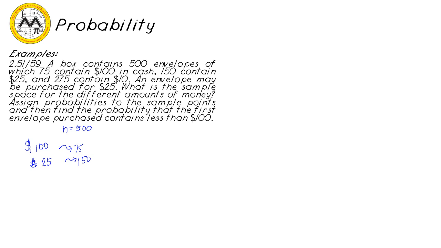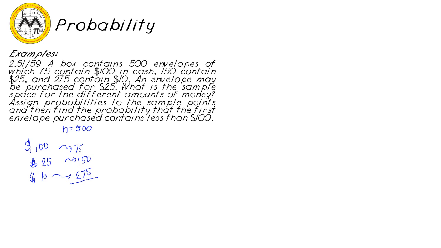And 275 contains $10. So $10, 275. Let us verify if we are going to add that. It would be 75 plus 150 plus 275. So that is indeed 500. So an envelope may be purchased for $25.